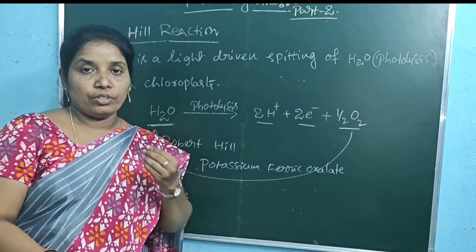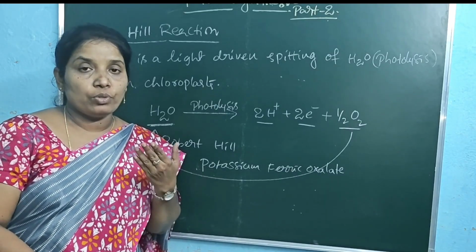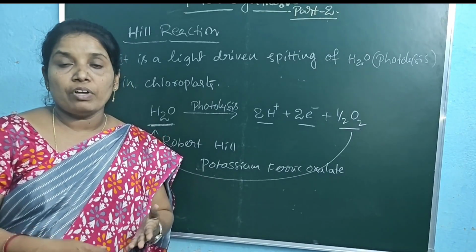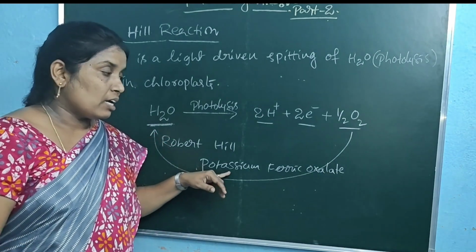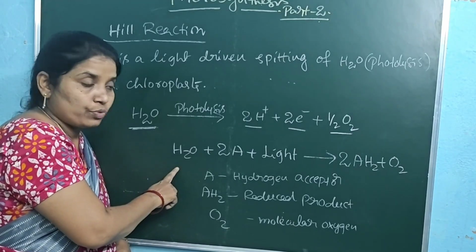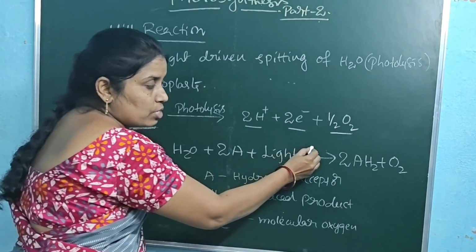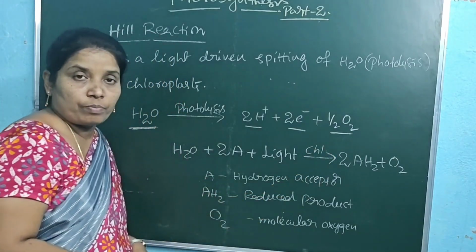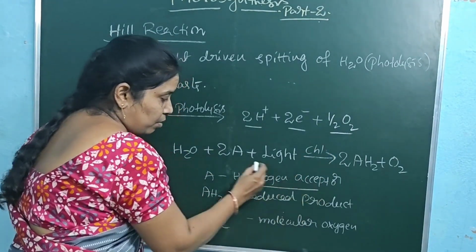So Robert Hill took isolated chloroplasts. He exposed them to light in presence of an artificial hydrogen acceptor such as potassium ferric oxalate. So this is the actual reaction proved by Robert Hill. He took isolated chloroplasts, okay, he took a hydrogen acceptor.